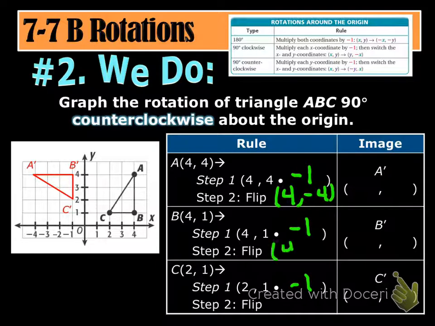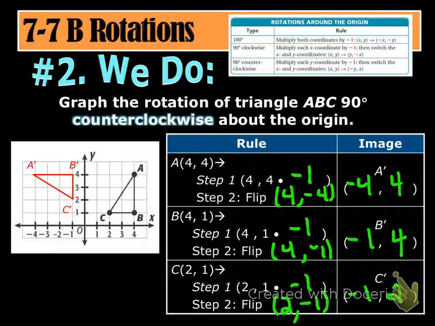This would give me 4, -1. And this would give me 2, -1. Now I'm just going to do step 2, which is just flip those. So instead of 4, -4, I'm going to get -4, +4. -1, 4. And -1, 2. And if you see, that triangle has been rotated right over there, that A prime, B prime, C prime that's in the red. That's that rotated triangle, 90 degrees counterclockwise.